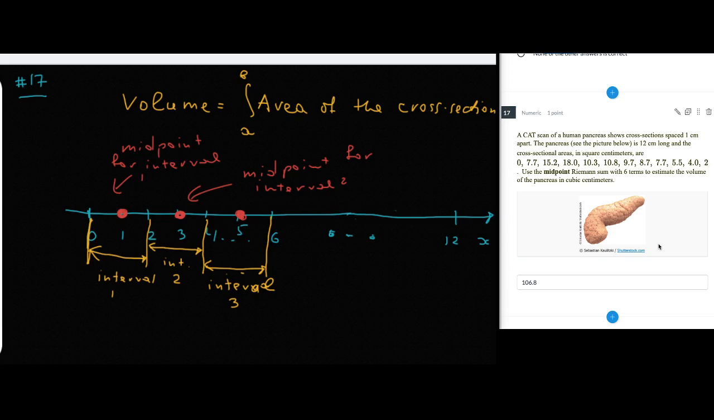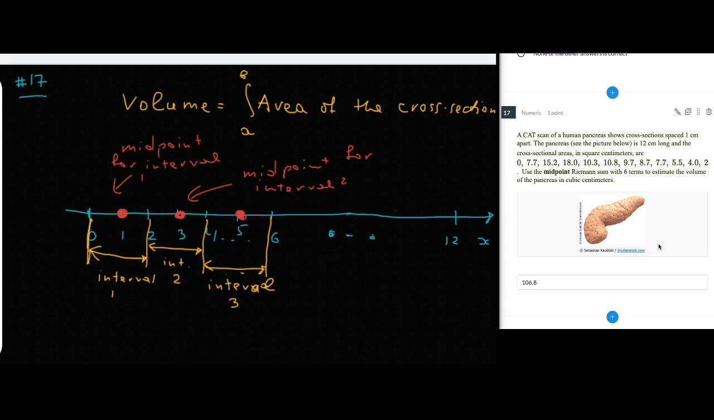If you slice an object like this, for example with a knife, and you look at the cross sections, they would be regions. And so rather than having length, they would now have area. The area of a particular cross section will depend on the position of that cross section and will typically vary with the position. And so to find the volume, we need to integrate the area of the cross section.